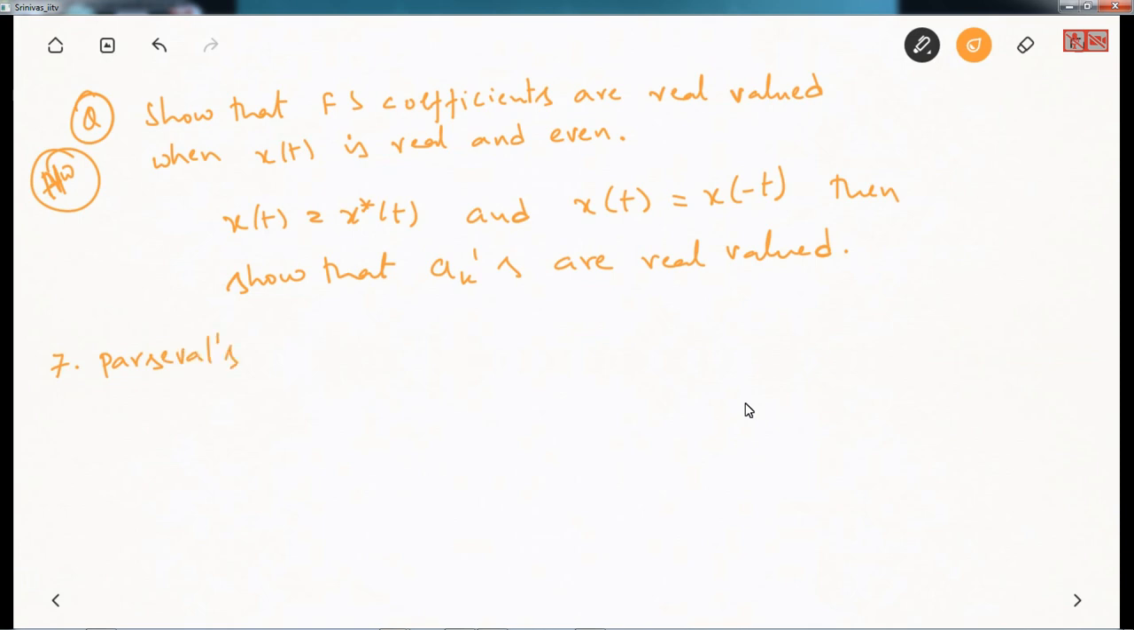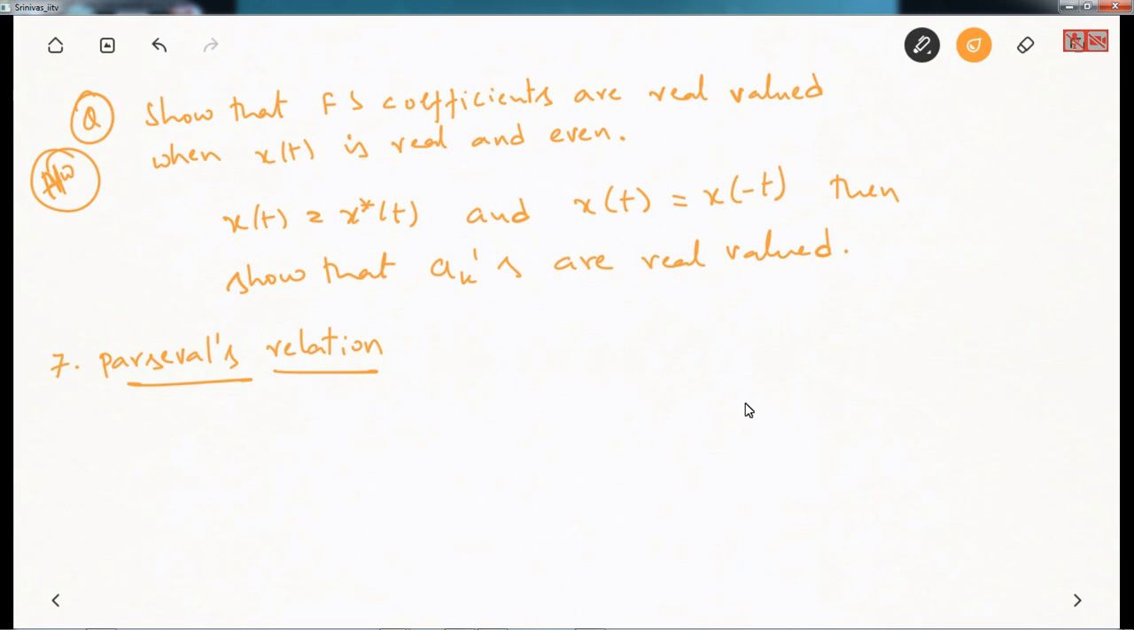Parseval's relation. Parseval's relation is generally the power relation, and as I was saying, you will get this similar relation in Fourier transforms, discrete time Fourier series and discrete time Fourier transforms. So everywhere you will get this Parseval's relation. This is one of the very important relations which you will be using when you come to filters, or when you discuss more about systems.